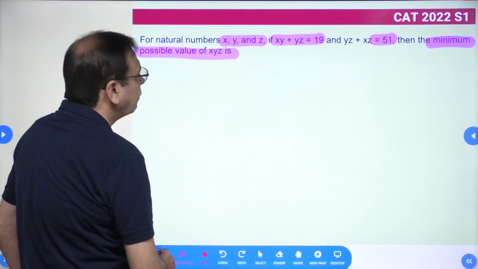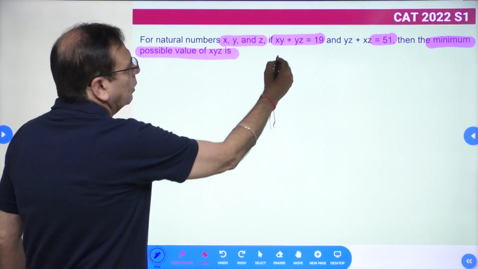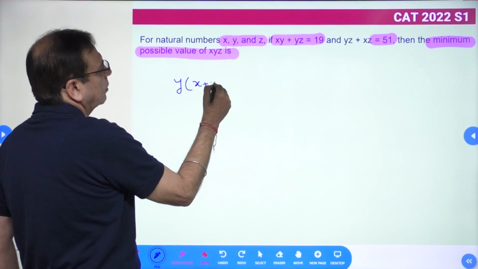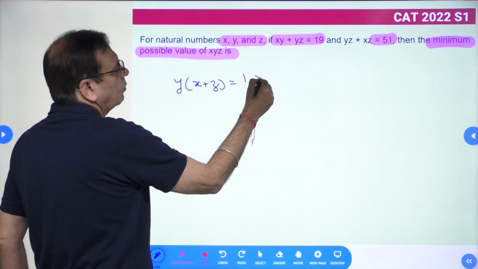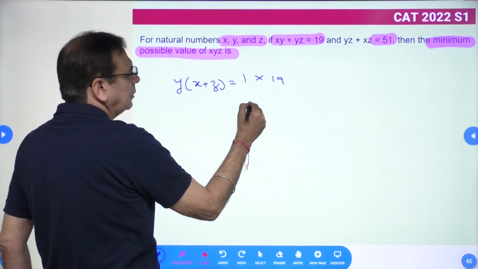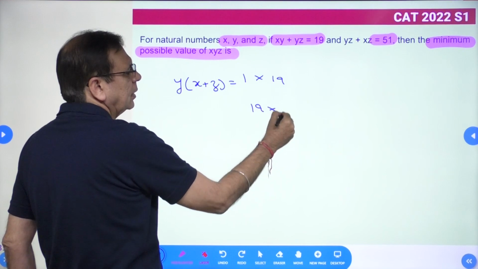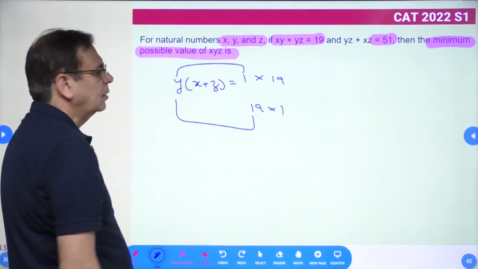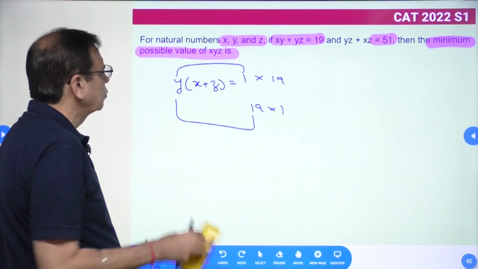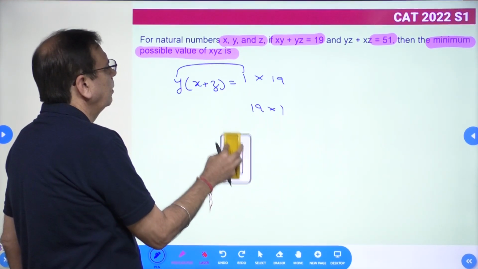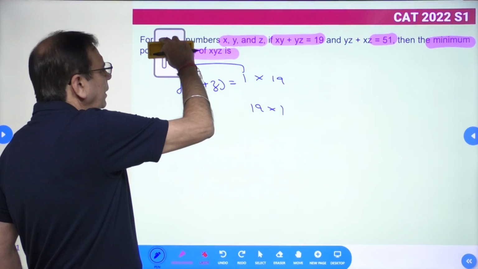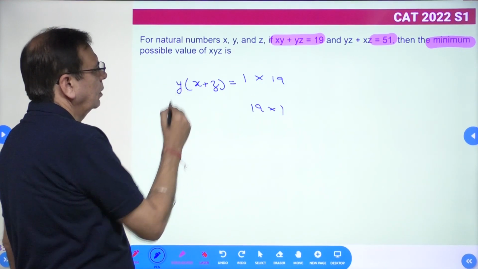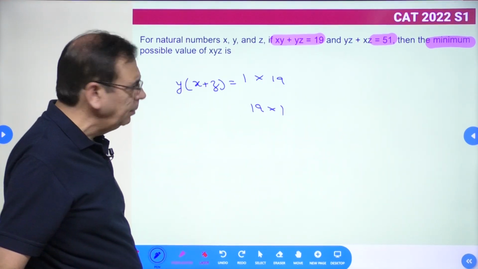Let's look at the first equation: xy plus yz equal to 19. Here I can take y common. I can say y into (x plus z) is equal to either 1 into 19 or 19 into 1. Only two things are possible, because either this is 1 or this is 19. It can be only one of these two. So effectively we'll have to find factors and find the values of these numbers. There are only two cases, and we'll look at both of them.